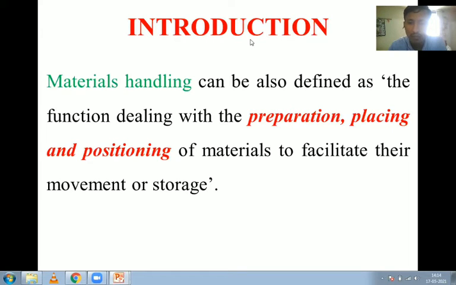For example, we prepare materials in the form of boxes. We fill them in different types of boxes, and afterwards we place them on a transportation system, like trucks maybe. So material handling involves preparation, placing and positioning of materials to facilitate their movement or storage. This is the basic meaning of material handling.